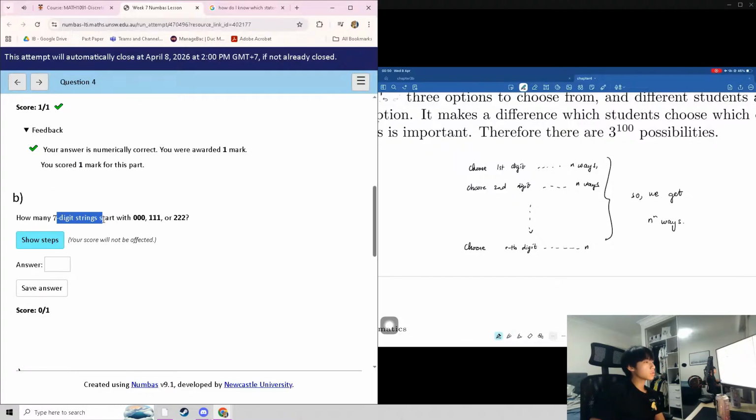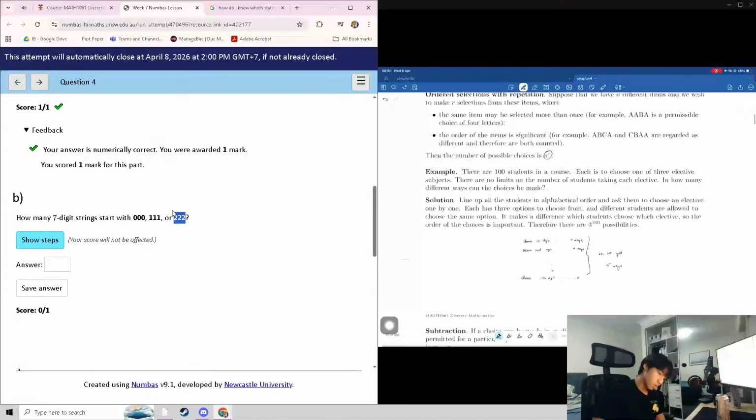How many 7-digit strings start with 000, 111, or 222? So I think we could do inclusion and exclusion. Pretty sure. Intuitively, yeah, intuitively inclusion and exclusion.